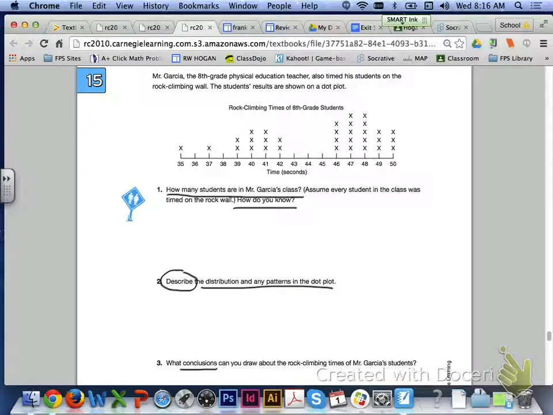How many students are in Mr. Garcia's class? Assume every student in the class was timed on the rock wall. And how do you know? Number 2, describe the distribution. So again, we are looking at either symmetric, skewed right, or skewed left. And we want to look for any patterns in the dot plot. So are there any gaps or clusters that we see? And finally, for number 3, what conclusions can we draw about the rock climbing times of Mr. Garcia's students?